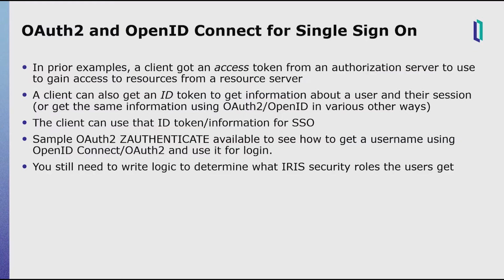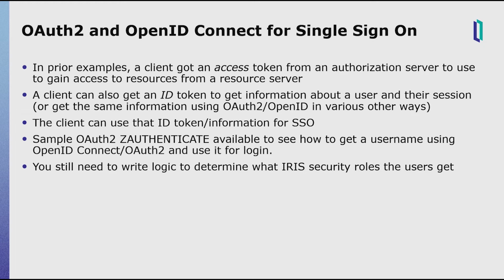Cool. So let's switch gears. In the two examples we just looked at, a client got an access token from an authorization server to use to gain access to resources from a resource server. A client can also get an ID token to get information about a user and their session, or they can get that same information using OAuth 2 and OpenID and various other ways like the user info endpoint. So the client could take that ID token or that information and use it for SSO.